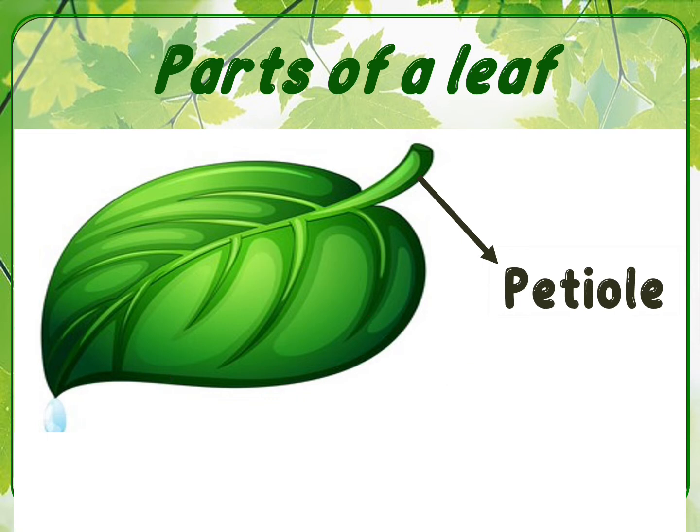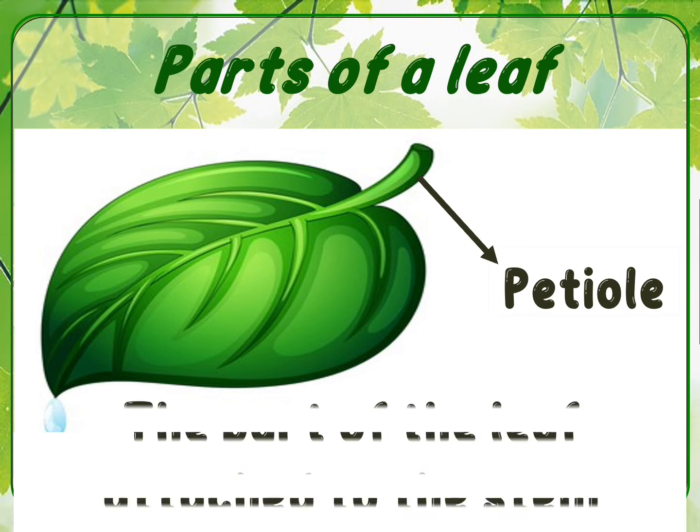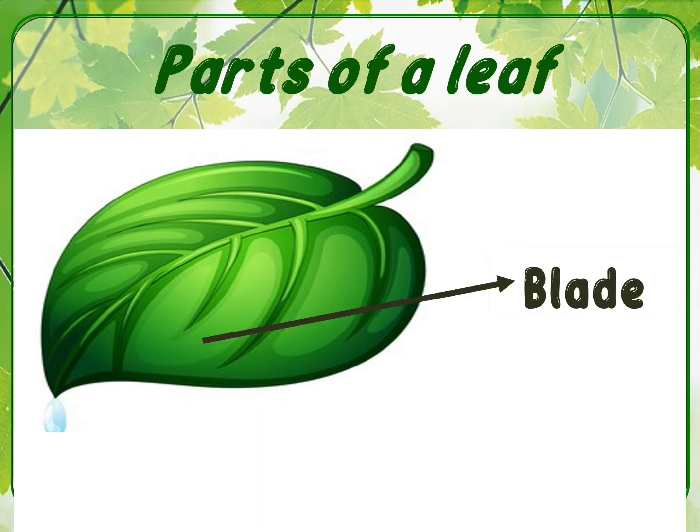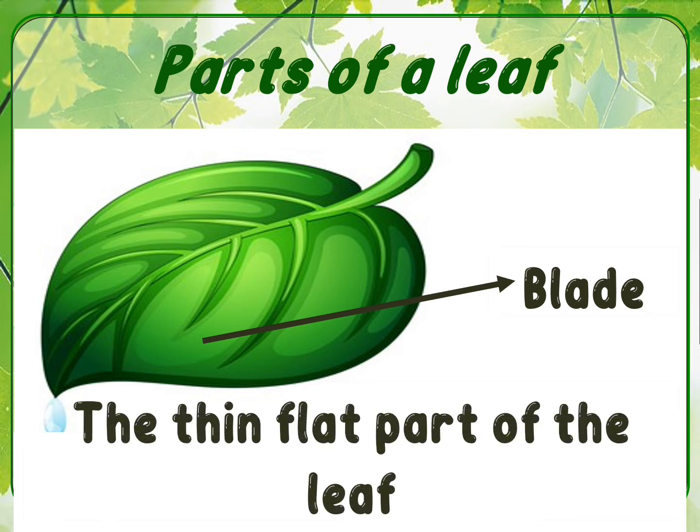So the petiole is the part of the leaf which is attached to the stem. You know that the leaf starts from the stem. So the part which attaches to the stem, we call it petiole. Now the blade is actually the thin, flat part of the leaf which we touch. This is called the blade, the leaf blade.